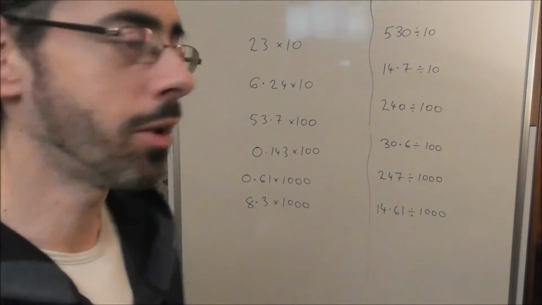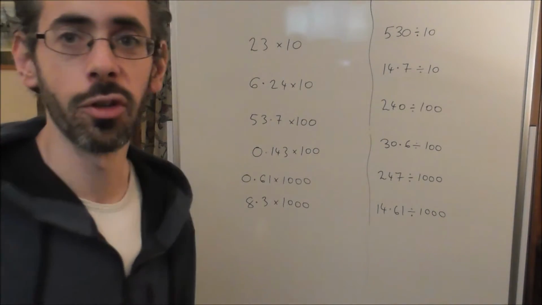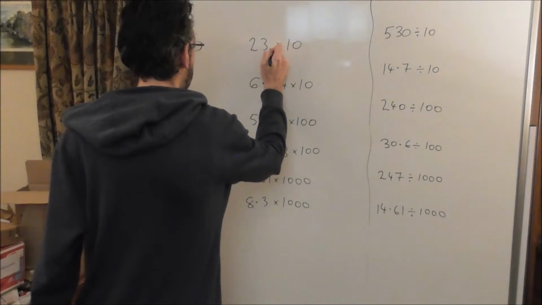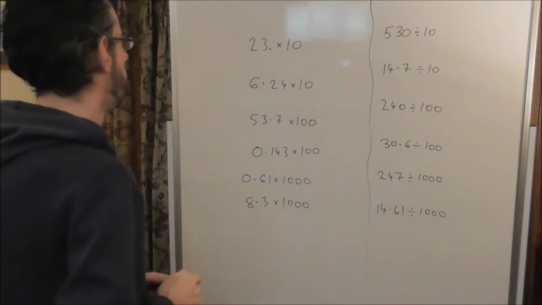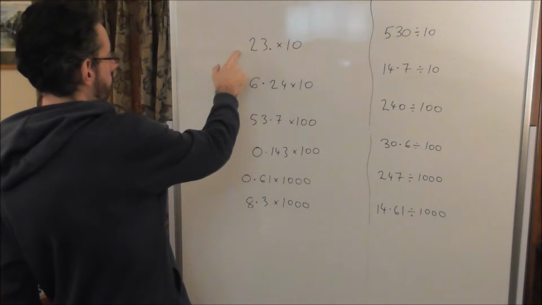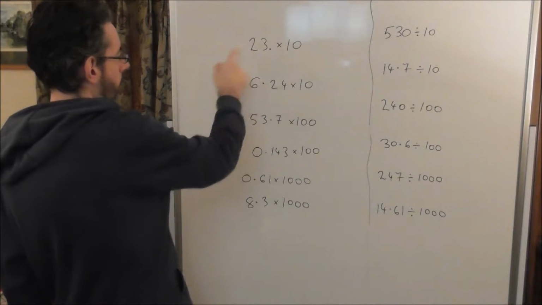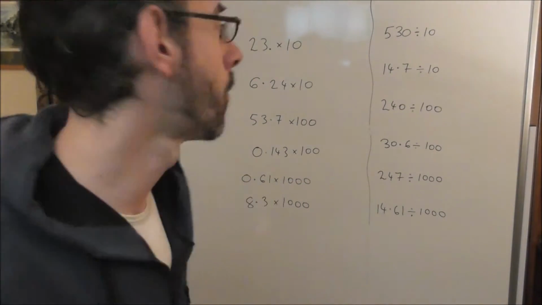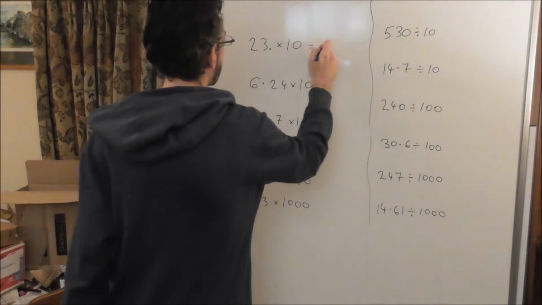So to multiply by 10, you move all the digits 1 place to the left. So you could imagine a decimal point after the 3, after the units digit. And if you move these digits 1 place to the left, the 2 is going to move to the hundreds column, and the 3 is going to move to the tens column. And there's going to be a gap in the units column, which will need to be filled with a 0. So the answer is 230.